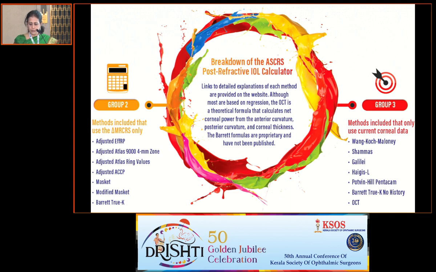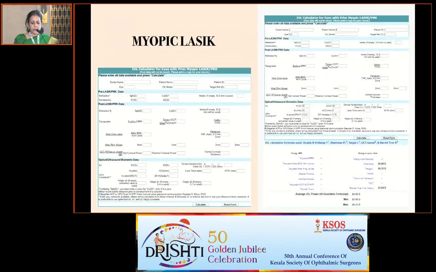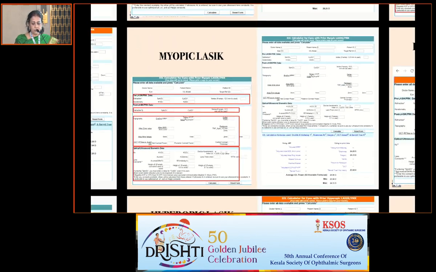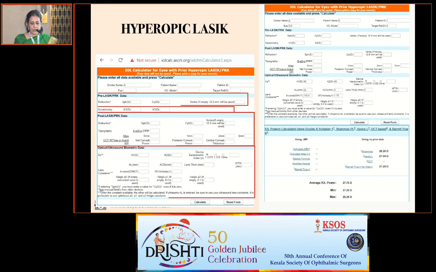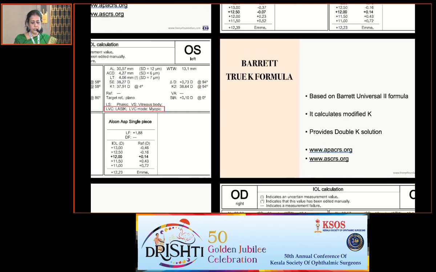It only has group 2 and group 3, and it goes without saying that the OCT-derived formulas are way ahead. So in the ASCRS calculator, you can go into prior myopic, prior hyperopic, or prior K values and feed in all the data, and it gives you the minimum and max. You can do it similarly for the hyperope. Whereas in Barrett True K, the specific thing is it uses a mathematical model which is not told to us, where it calculates a modified K, and it also uses a double K solution. That is, it uses the pre-op K of the prior refractive surgery and the post-op K, and thus it makes its calculation in the Vergence formulas.